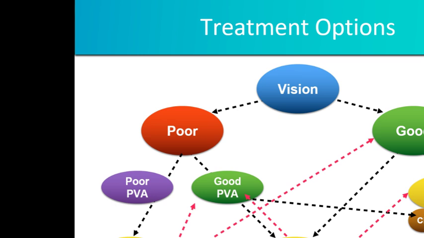Okay, now if vision is poor and potential visual acuity is poor, we go for corneal transplant. After that, he may go for contact lenses, glasses, or phakic IOLs. If the vision is poor, but potential visual acuity is good, then we go for corneal remodeling, laser, or intracorneal rings. After that, he may go for aiding measures like contact lenses, glasses, or phakic IOLs. I'll give you some examples.